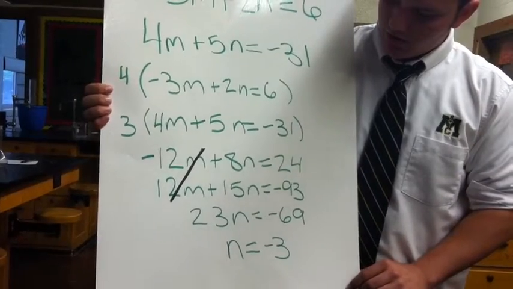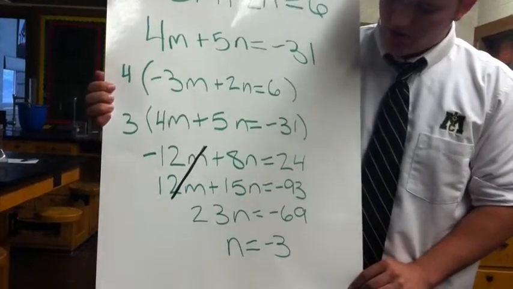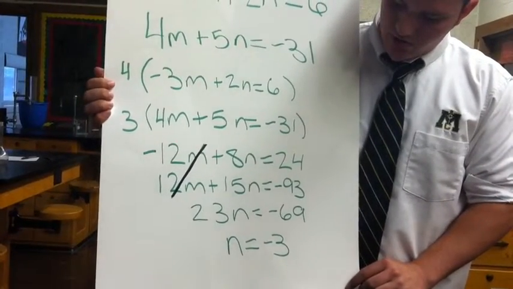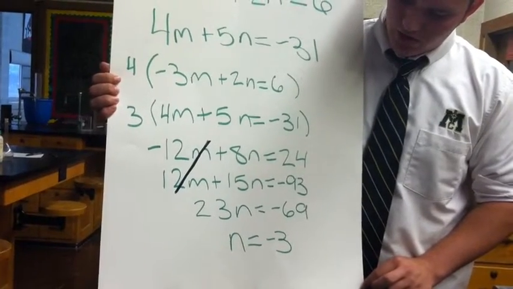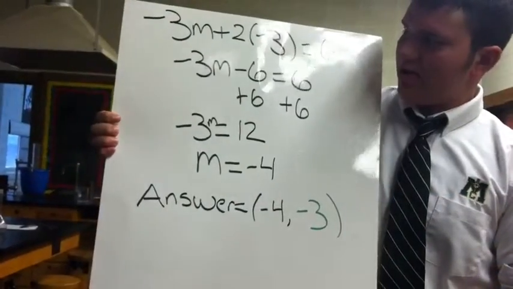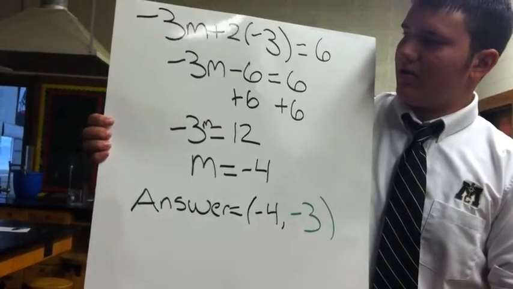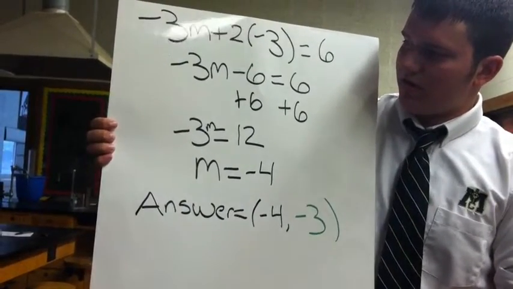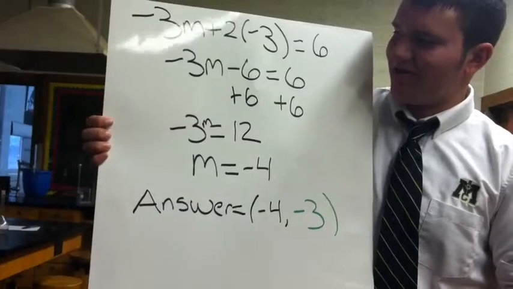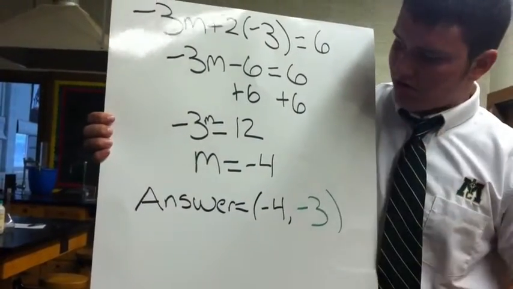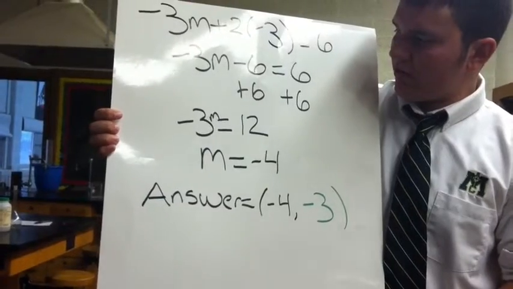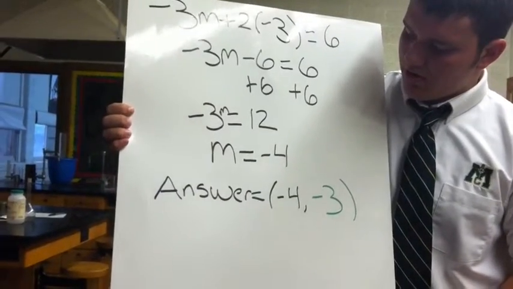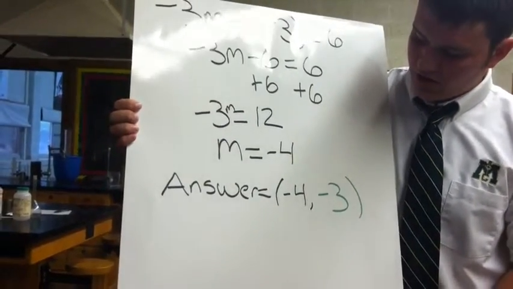So then after that you put the n's together and you end up with 23n equals -69. And then you take the 69 divided by 23, and then you get n equals -3. Then you've got to put it back in, and then you get -3m plus 2 times -3 equals 6, and then it goes to -3m minus 6 equals 6. Then you add 6 to both sides, and you get -3m equals 12, and then you have m equals -4. Then the answers are -4 and -3.